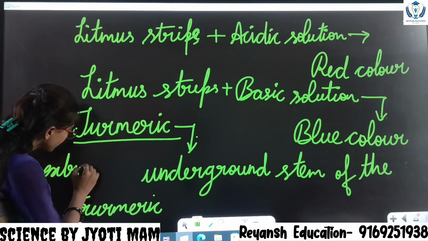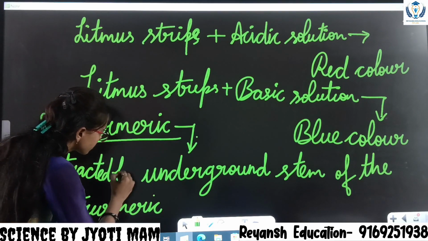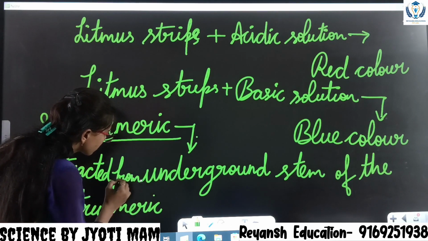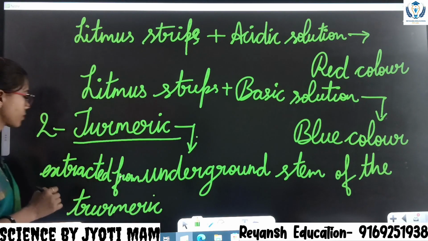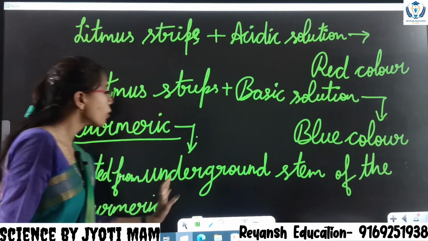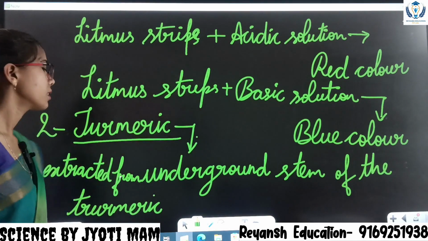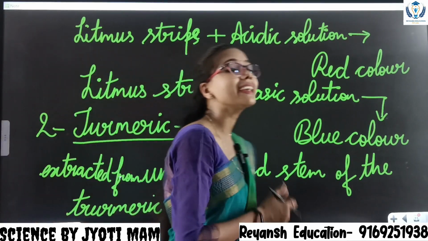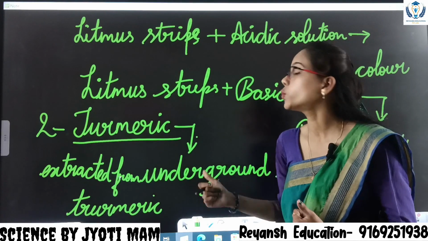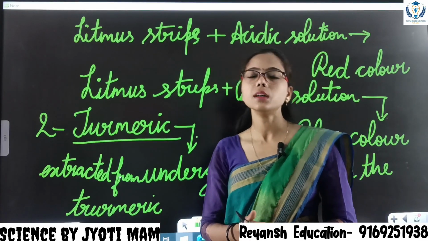We can write here: extracted from. So, turmeric indicator is extracted from the underground stem of the turmeric. Now, how is the turmeric indicator helpful to us to find whether the substance is acid or base?